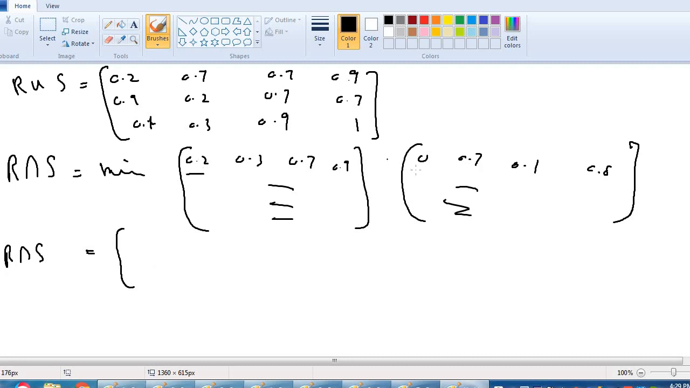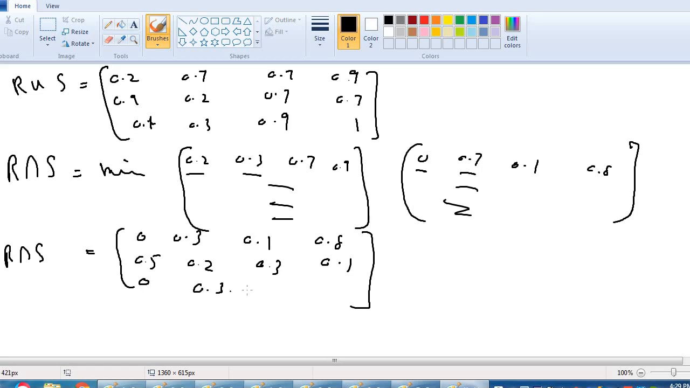We will take min of 0.2 and 0, and we will get 0. Then min of 0.3 and 0.7 will be 0.3. In this way, min of 0.7 and 0.1 gives 0.1, and min of 0.9 and 0.8 is 0.8, and so on. We will solve it and get 0.5, 0.2, 0.3, 0.1, then 0, and then 0.3, 0.9, and 0.8. In this way we can find the R intersection S.